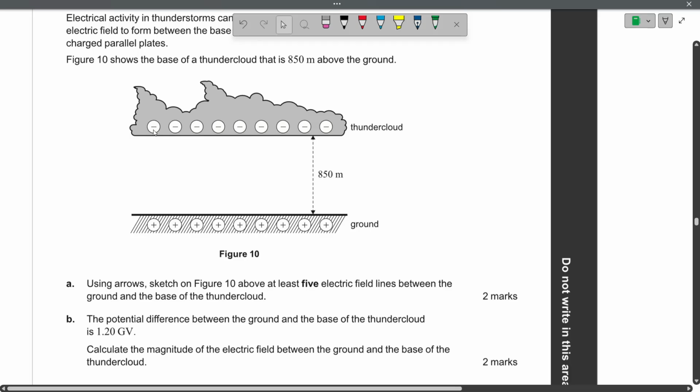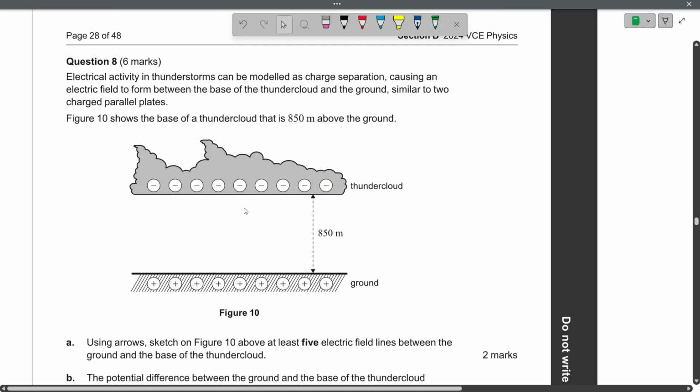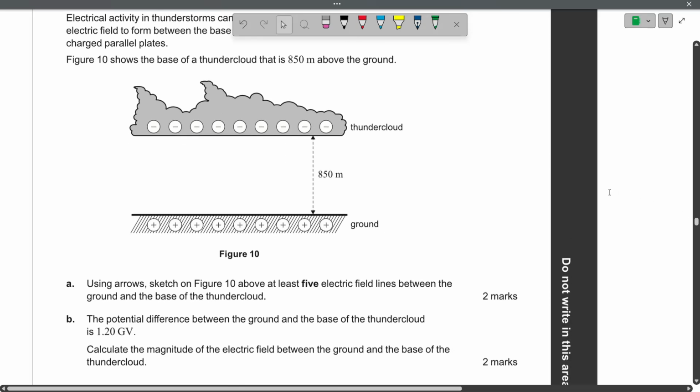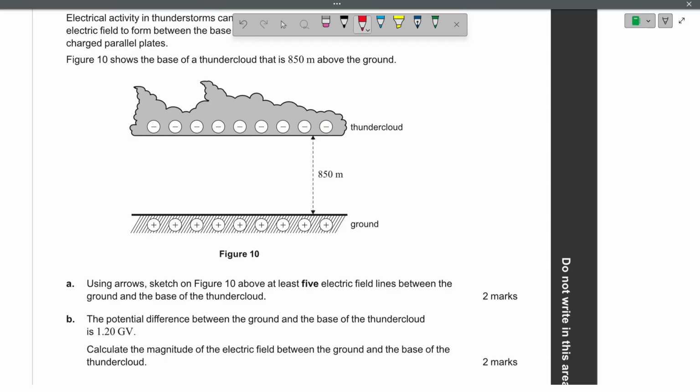Alright, so we're treating these as parallel plates. Hopefully in your theory you've seen what the electric field looks like between them. If these were infinitely long, then you could draw straight field lines everywhere, but I'm going to be a little bit pedantic here and say in the middle it goes up pretty much, but as you get closer to the edges they curve a little bit like that. Be careful with the directions of the arrows. The electric field always goes out of positive charges and into negative charges. Okay, 5 field lines, that should be enough to convince the examiners you know what you're talking about.